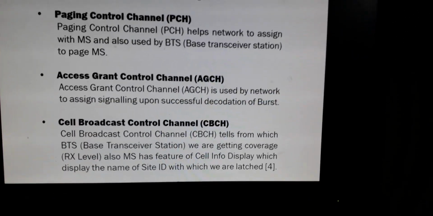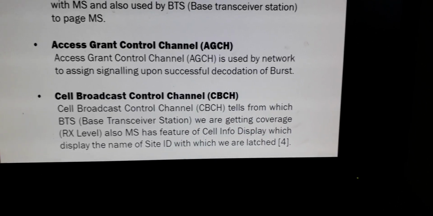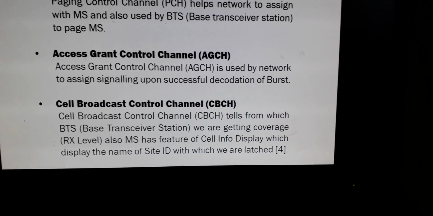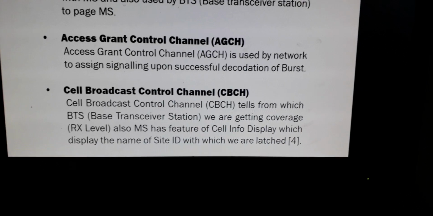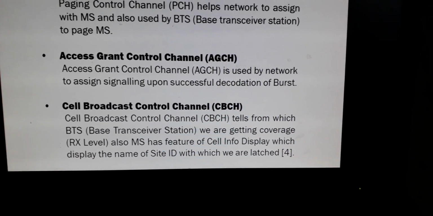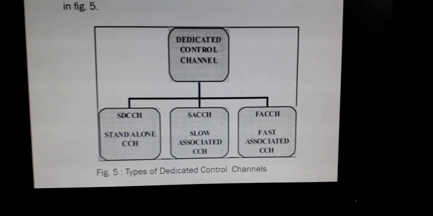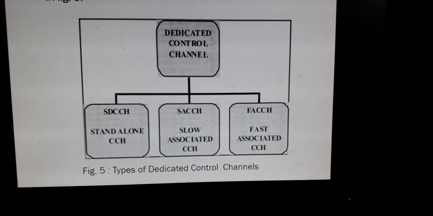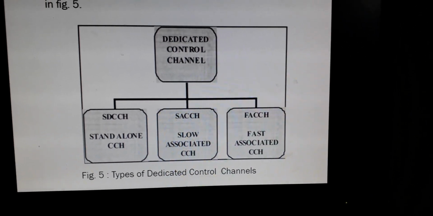The cell broadcast channel always gives the received signal levels and displays them on the screen. It also displays the cell site or cell area where the mobile station is latched. There are three dedicated control channels: the stand-alone dedicated control channel, the slow associated control channel, and the fast associated control channel.